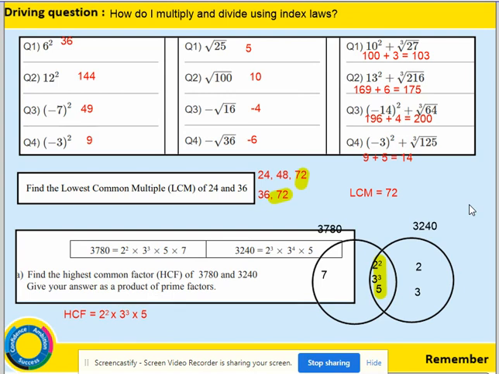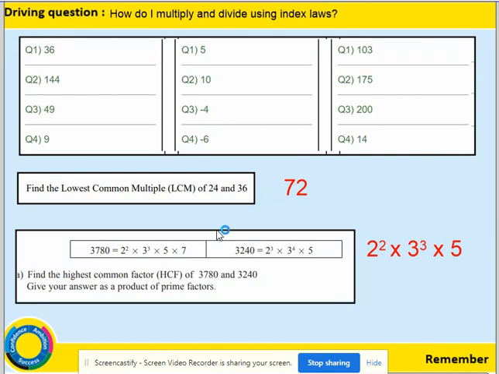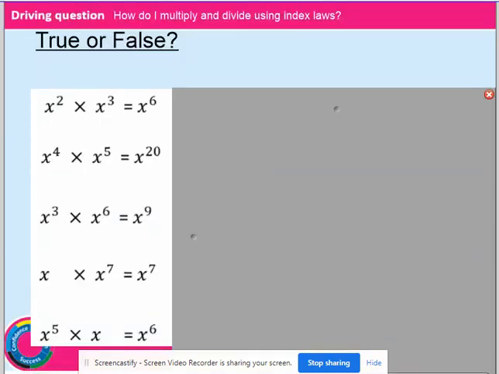Hopefully you've got all of those recap questions correct. Now we're going to start today's lesson. True or false? I've got a number of questions here and I want you to decide if they're true or false. First question: x squared multiplied by x cubed is x to the power of 6. Now, because this is a new topic, I'm going to give you a bit of a clue here. We would write x squared as x multiplied by x. We would write x cubed as x multiplied by x multiplied by x.